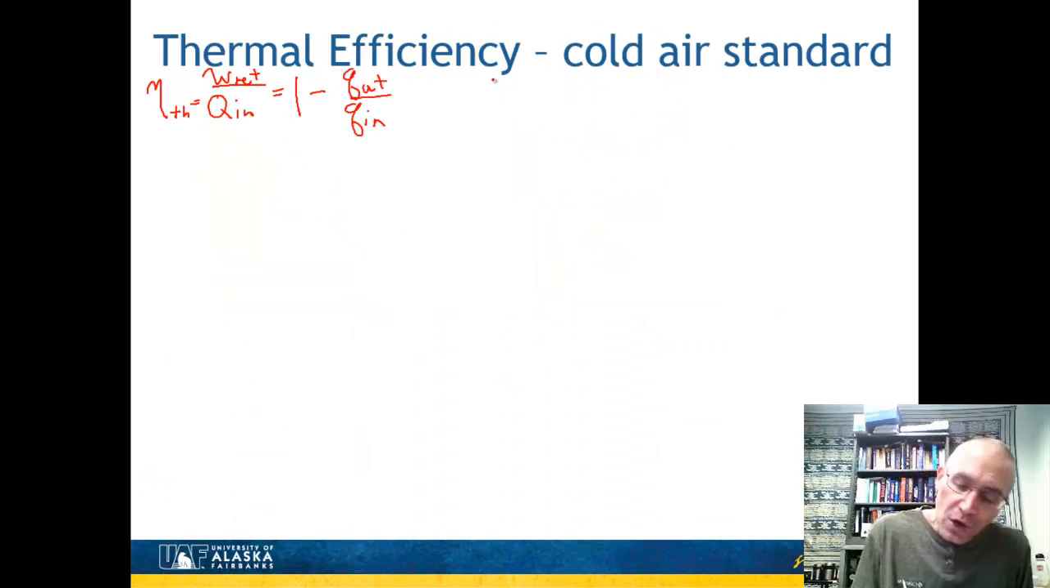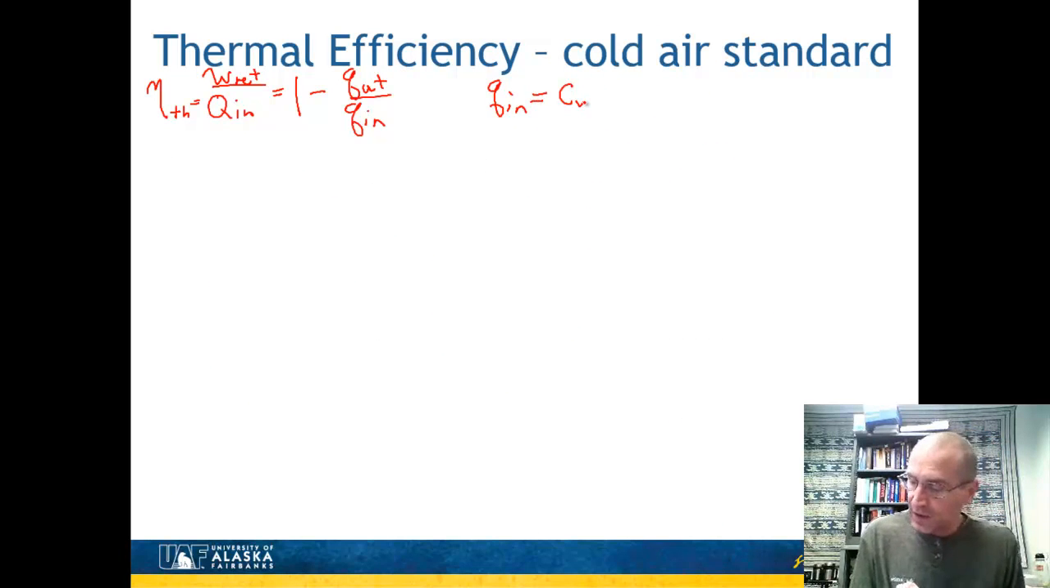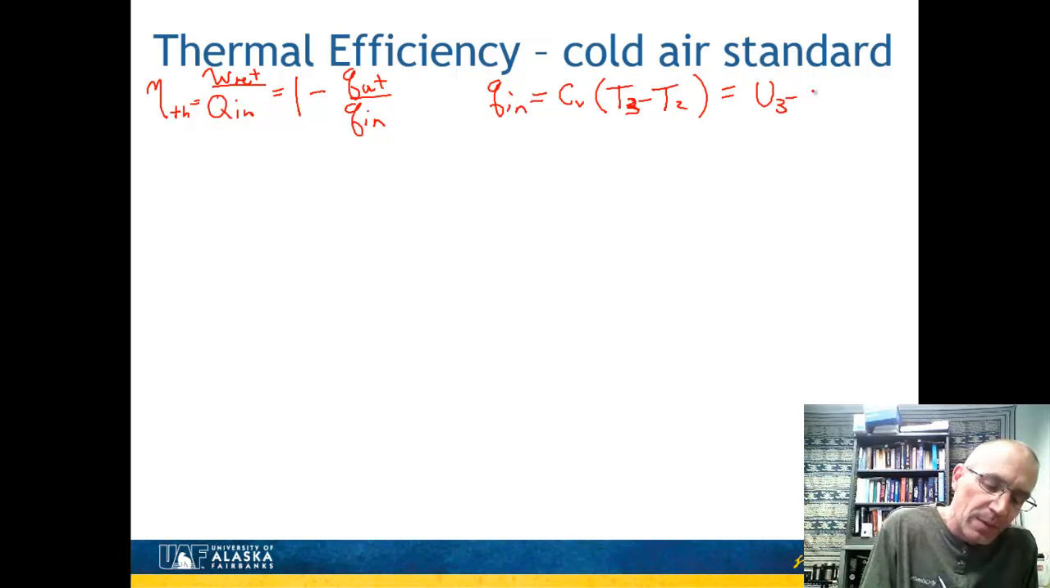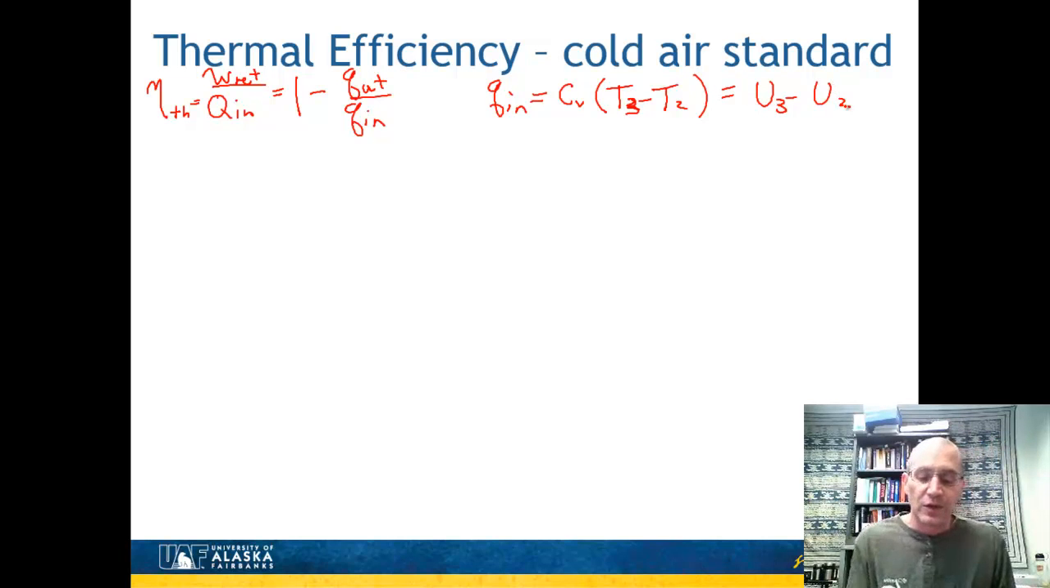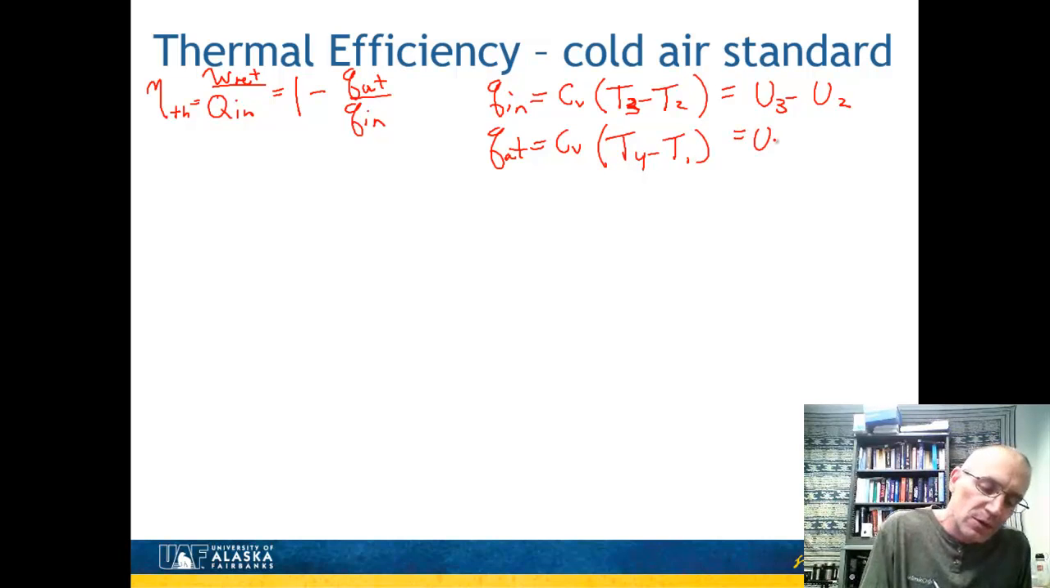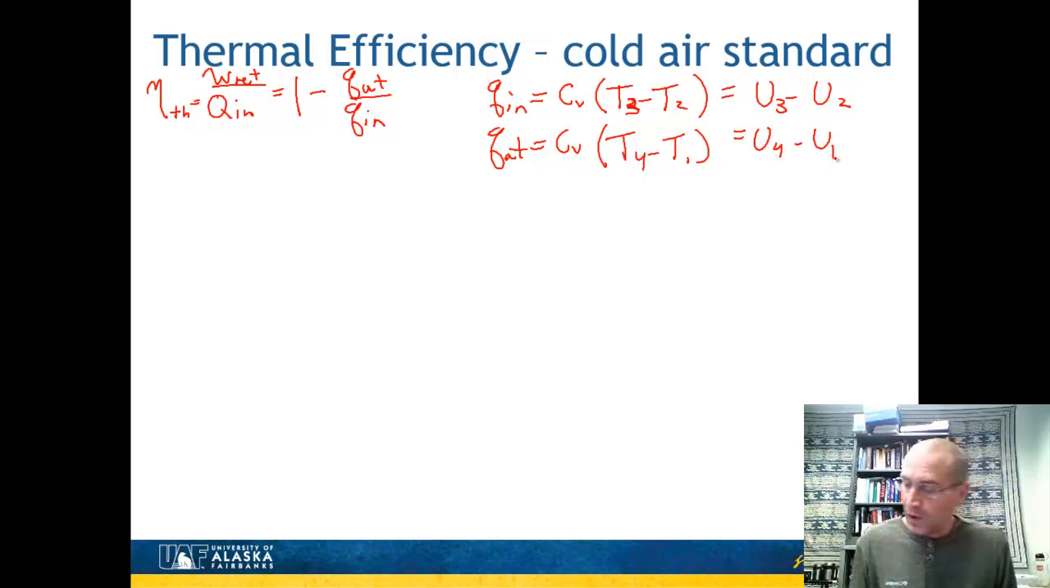And so I can actually know that the heat going in is going to end up being equal to CV times T3 minus T2, because that's U3 minus U2, the internal energy. And we can also write another equation for Q out, which will be CV times T4 minus T1, because that was equal to U4 minus U1. So I can go ahead and put those into this equation.